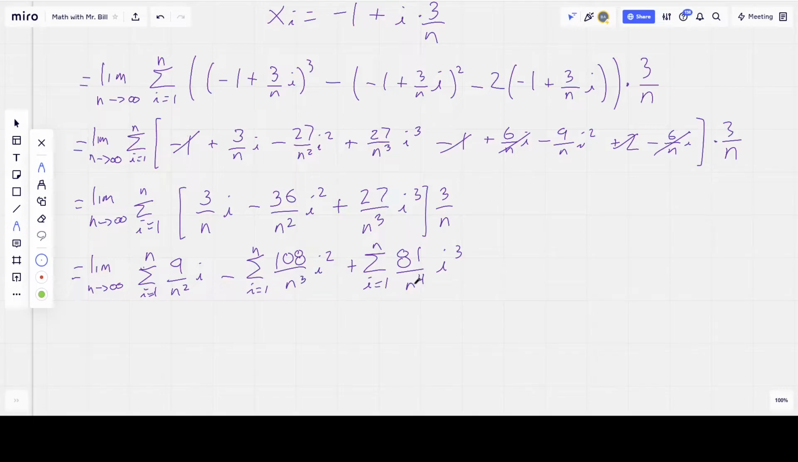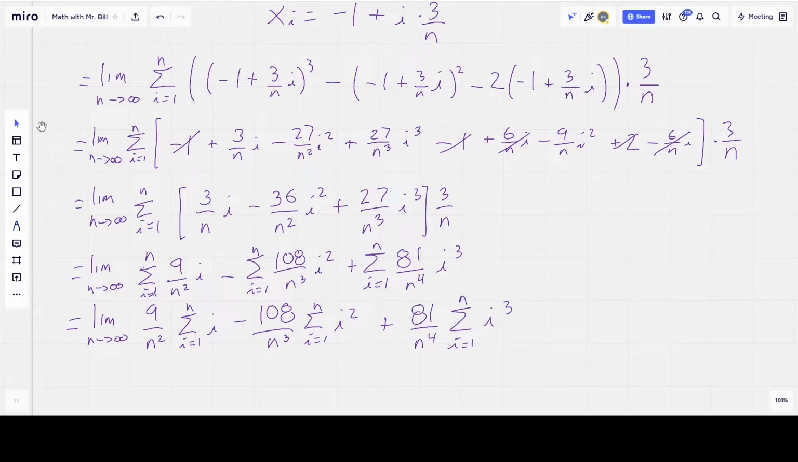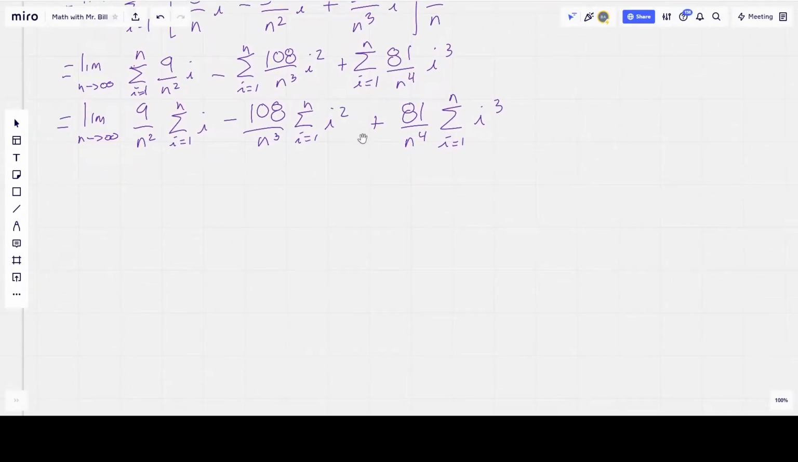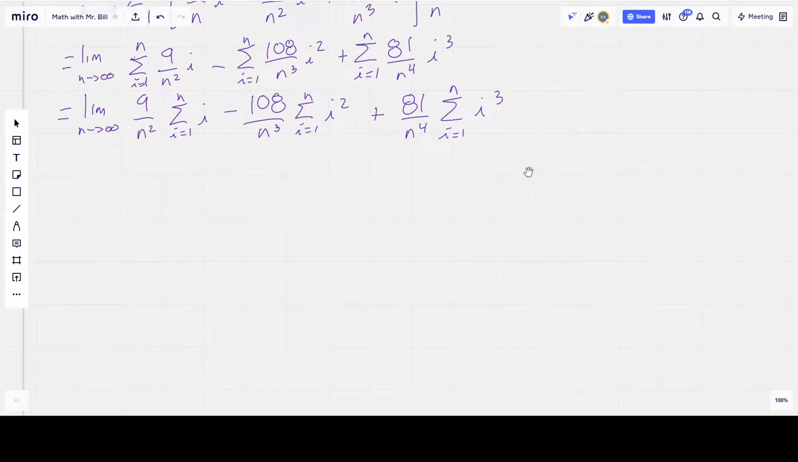Now the next step is to pull out each of the number over n's. I can do that because the summation is only acting on I, and it's the limit that's acting on n. So I can pull those out, and I'll just get the sum of I, the sum of I squared, and the sum of I cubed. Okay, so there's my sums with the number over n's pulled out.